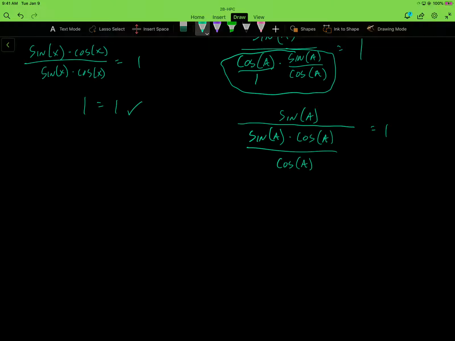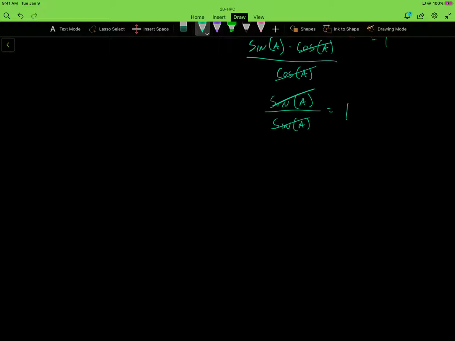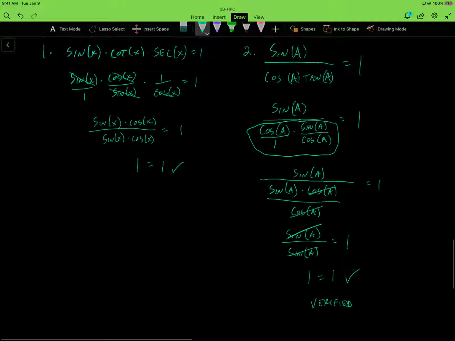What I notice here again is cosine divided by cosine is just 1. So now I have sine of A over sine of A times 1, which is just sine of A. Then I notice here sine of A divides out. Sine of A over sine of A is 1, and so I have 1 equals 1, and it's verified. Okay, we'll do one more example.